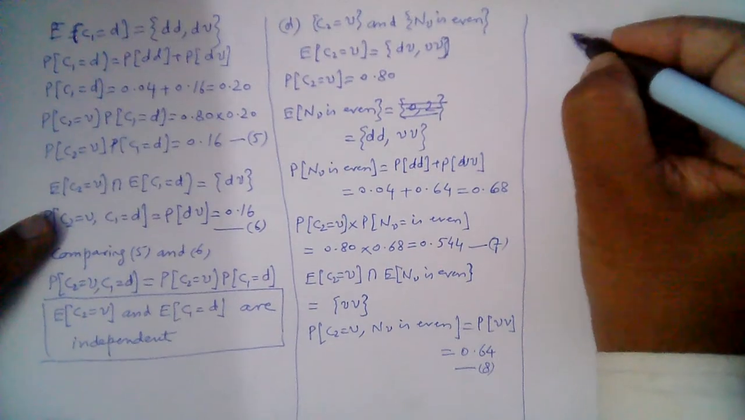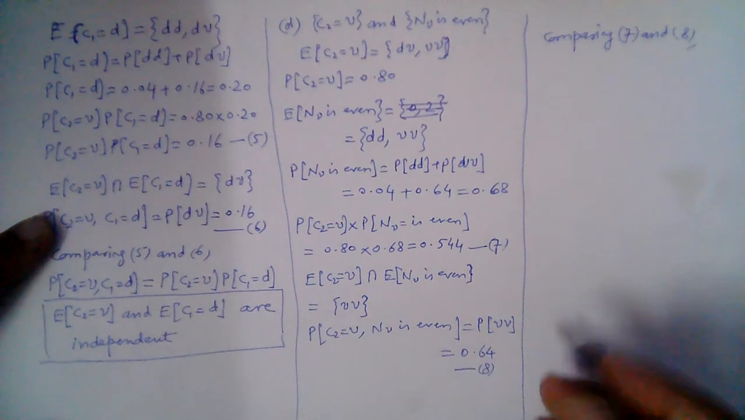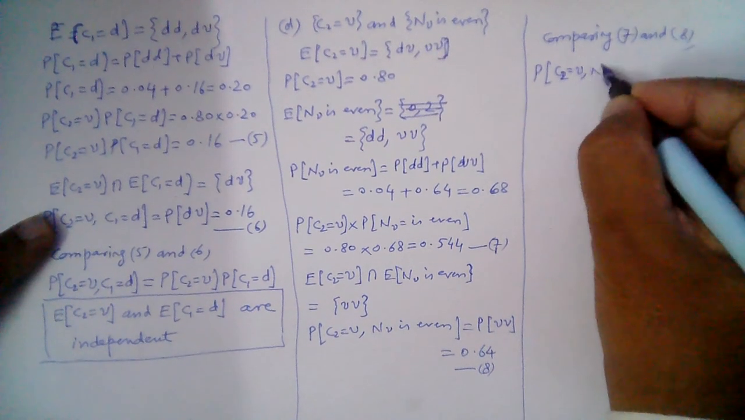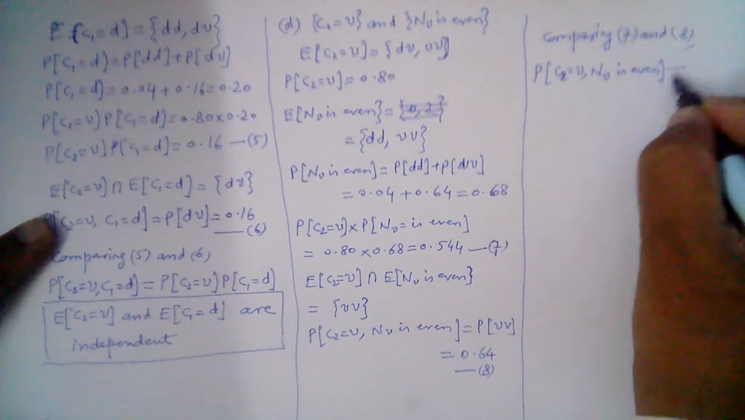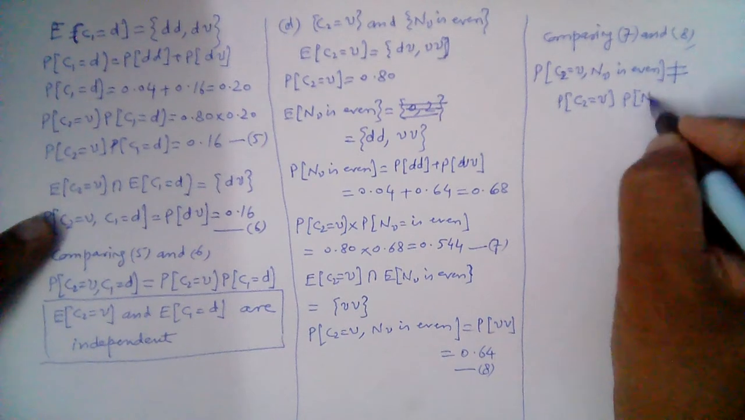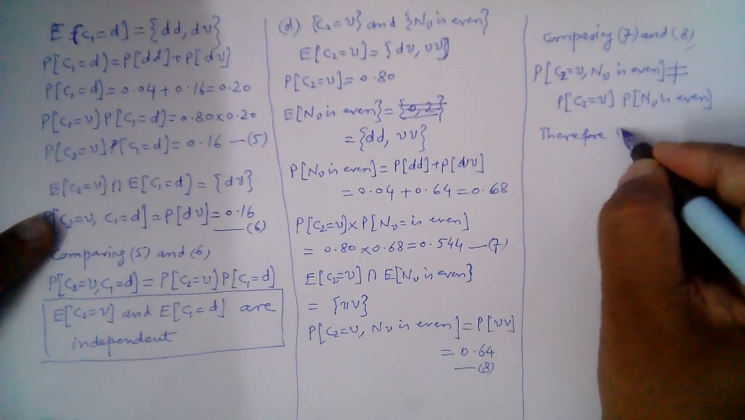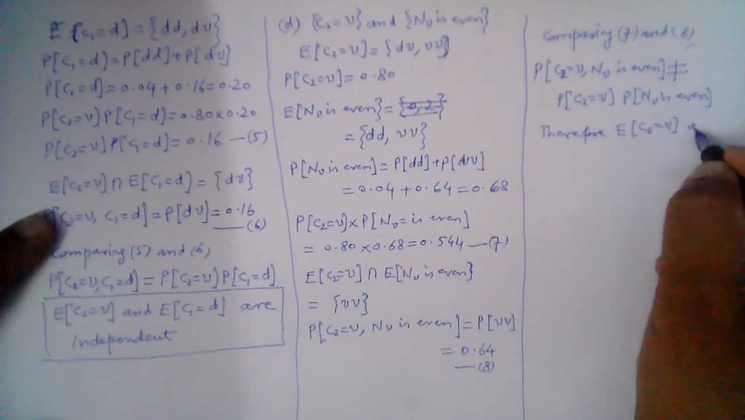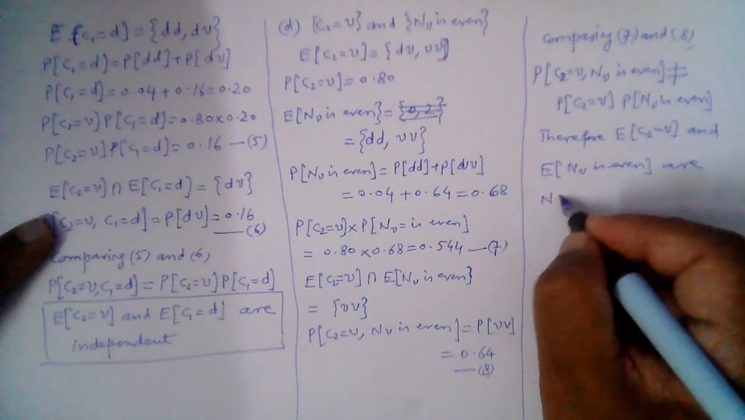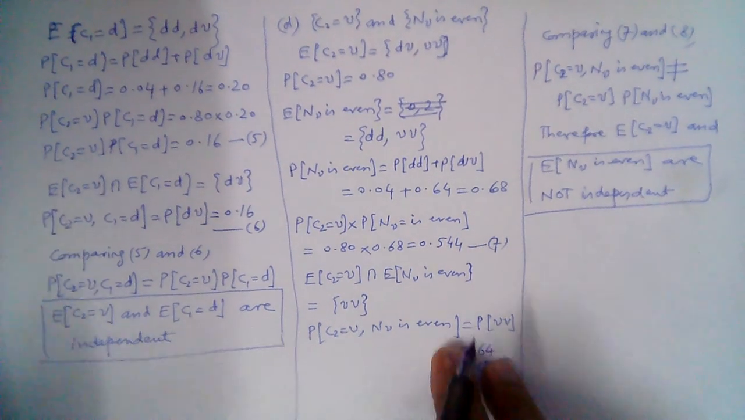So comparing equation 7 and equation 8, we see that these two are not equal, right? So the probability that C2 is equal to V intersection with NV is even is not equal to the product of the individual probabilities. It's not equal to the probability that C2 is equal to V multiplied by the probability NV is even, right? So therefore, event C2 is equal to V and event NV is even are not independent. So this concludes the solution to the problem.